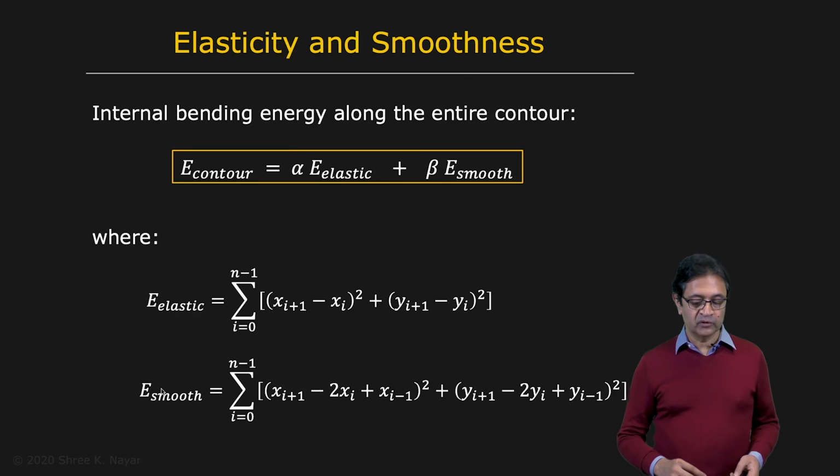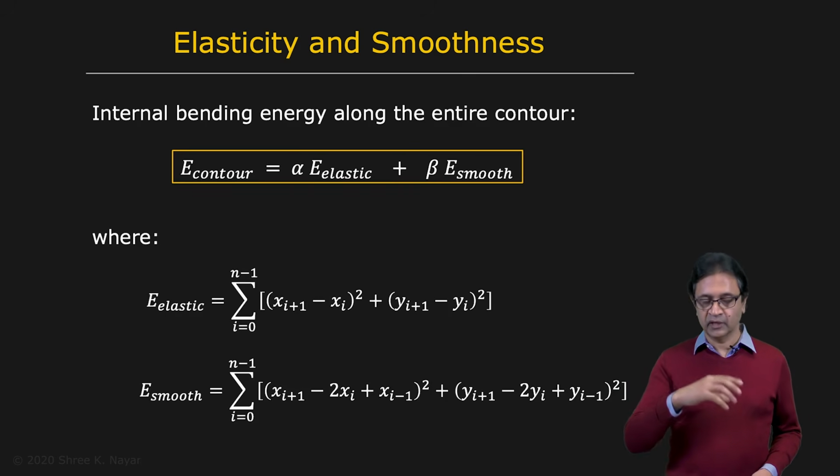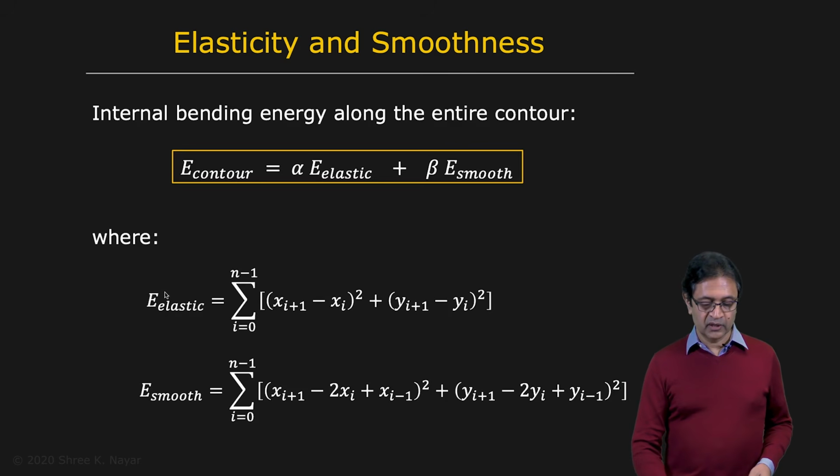Now what we want to do is compute it for the entire contour. The bending energy for the entire contour is alpha times the elastic energy plus beta times the smoothness energy. That's computed as the sum of what we derived in the previous slide for a single point, over all the points, and again over all the points.